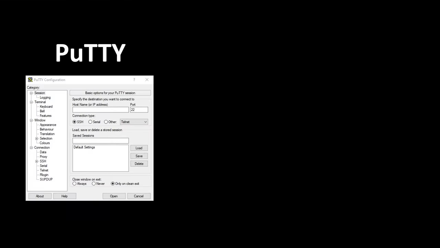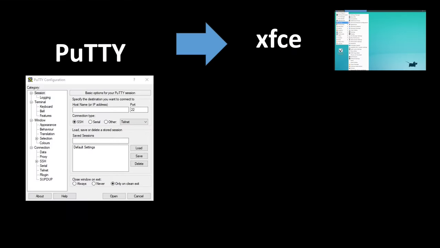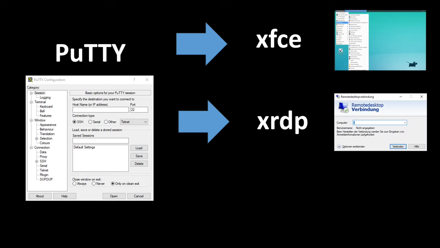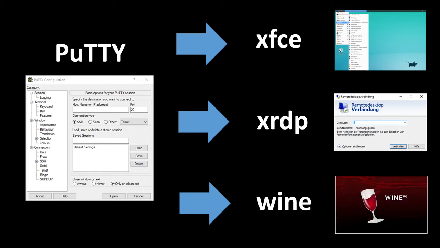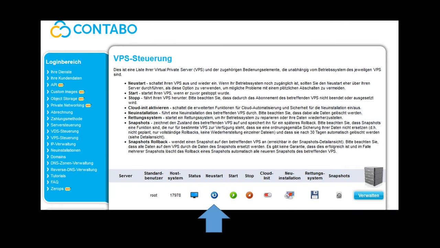To start, I'm working with PuTTY to access my server. There I first install XFCE, which is a Linux desktop that is similar to the Windows interface. Then we still need XRDP, which is based on an ex-Windows system server. This enables graphical user interfaces and the connection via the remote desktop. Finally, we need WineHQ, which is a kind of emulator to make Windows programs run on Linux.